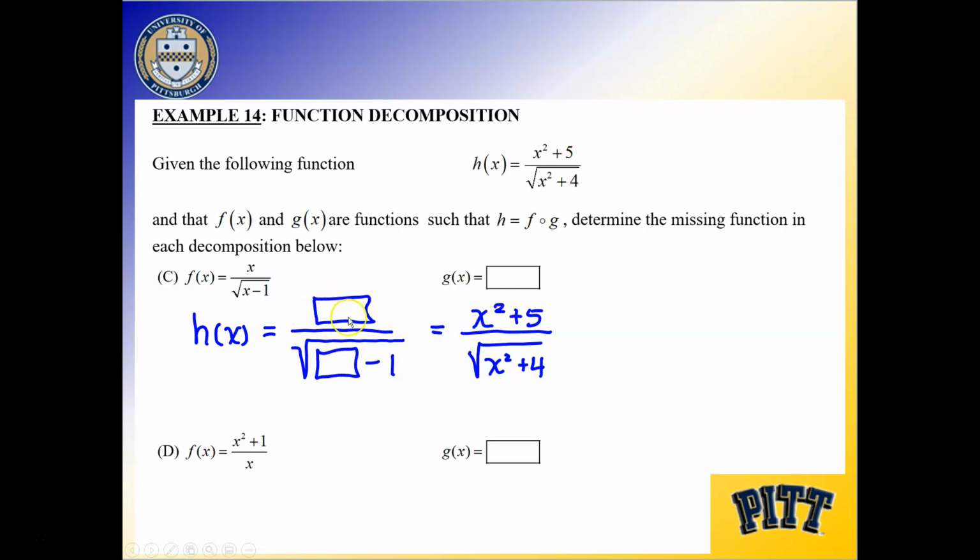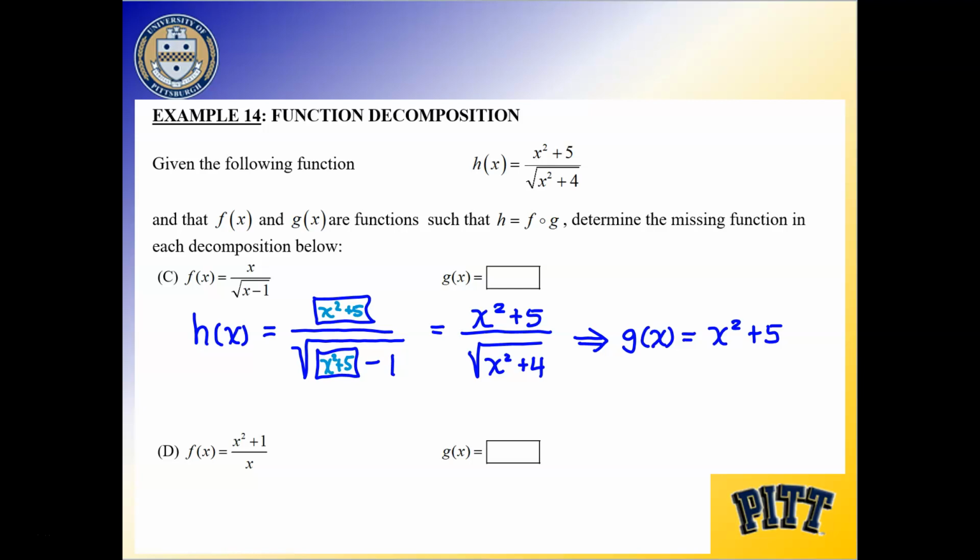Well, for the top to be x squared plus 5, and now only have one blank space and nothing else happening to it, what's in here, it better be x squared plus 5. And it should be the same thing down here. I just have to make sure that I realize, okay, well, x squared plus 5 minus 1, is that x squared plus 4? It sure is. So the function g of x is x squared plus 5.